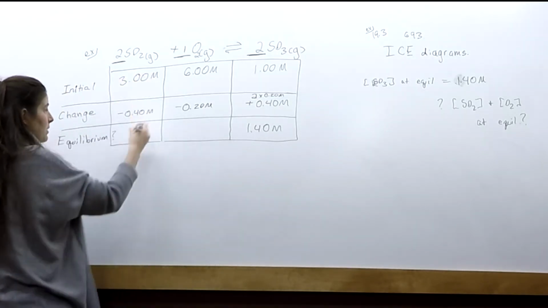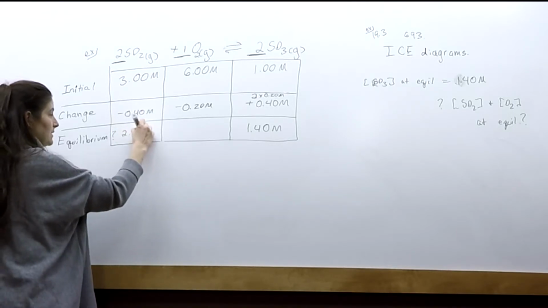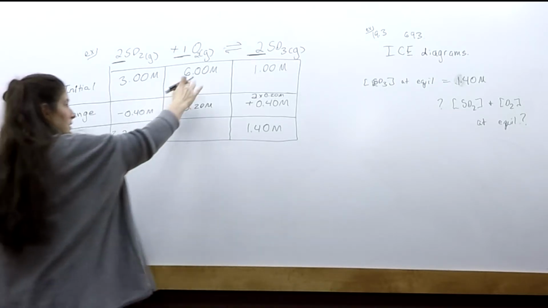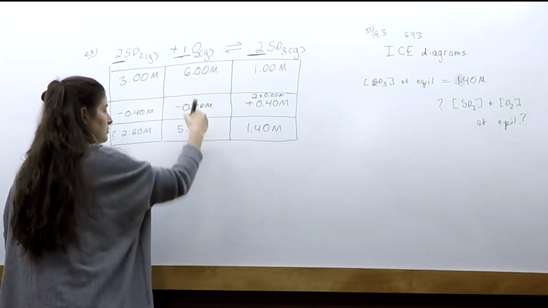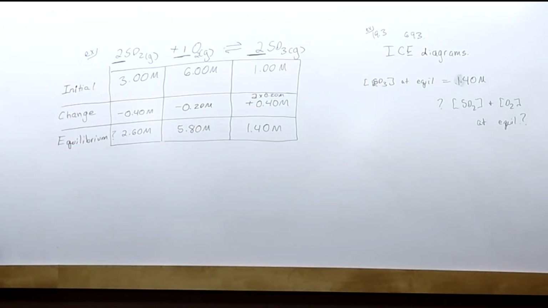So we're going to take 3 and we're going to subtract off the 0.4, so we are going to get 2.6 molar here as our equilibrium concentration. Here we're going to take the 6 and subtract off the 0.2 to get 5.8. So the concentration change across a reaction has to be the same. If one thing changes by a certain concentration, everything else changes by that same concentration. The only difference is you have to take the coefficients into account. All right?